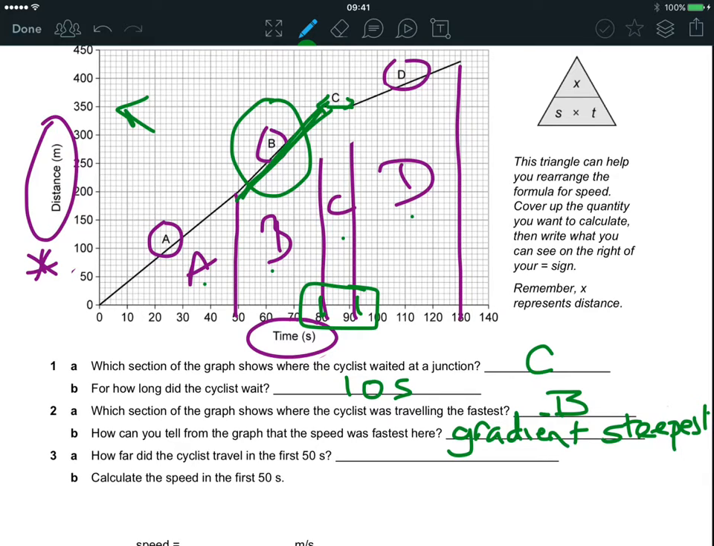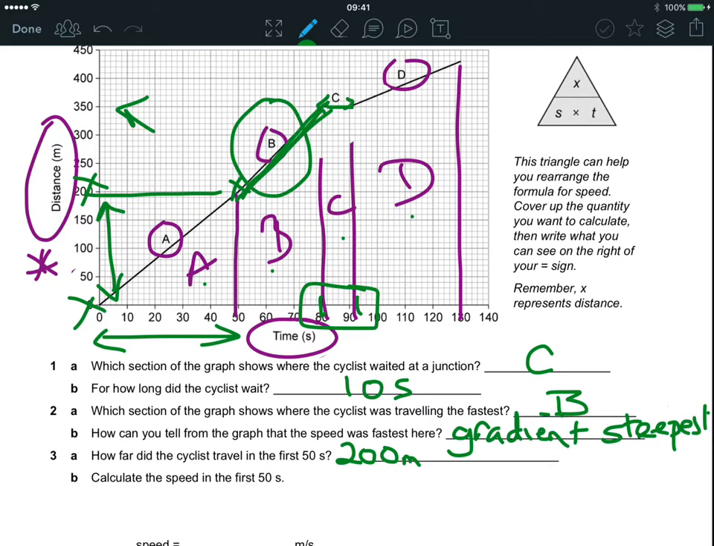And then the next question, how far did the cyclist travel in the first 50 seconds? Well, the first 50 seconds takes us to that point there. So I'm going to read from the y-axis, and he's travelled a distance of 200 metres. You can see that by reading the values off the y-axis.